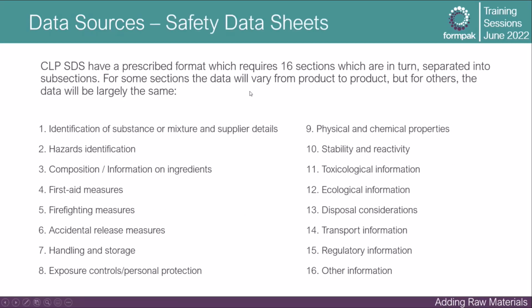And your supplier safety data sheet is usually a good source. The safety data sheet is split into 16 sections. Usually, a lot of these contain fairly generic information. For example, first aid measures and firefighting measures, they're all fairly standard. But the best sort of information about an individual raw material usually comes from the hazards identification, the composition, if there is one, and the physical and chemical properties. Sections 2, 3, and 9.